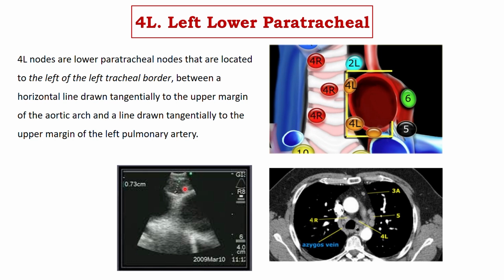So basically these nodes, as you can see in this diagrammatic representation, will be demarcated by the aortic arch and the pulmonary artery, which are visible here as the two ears of the Mickey Mouse, and that's your 4L node.